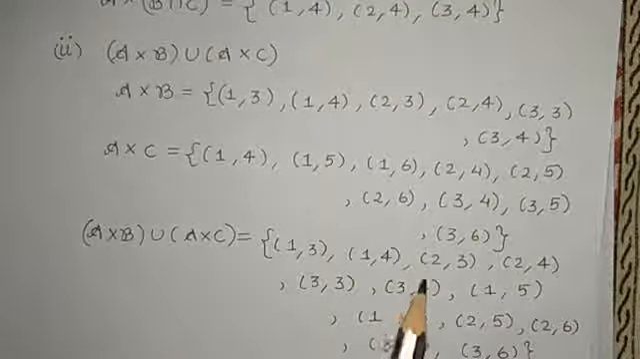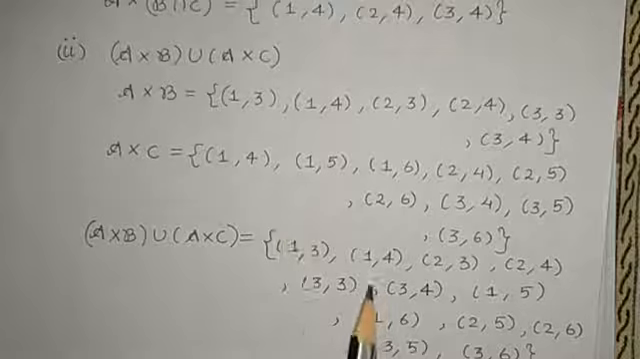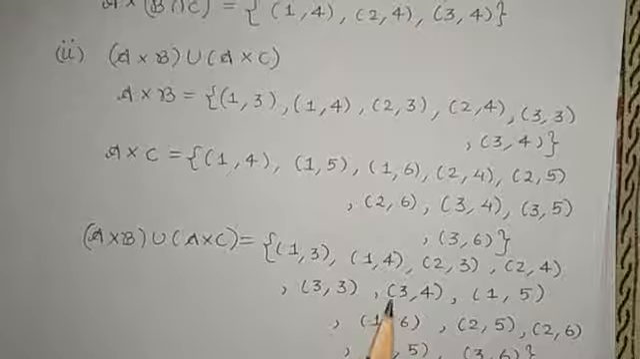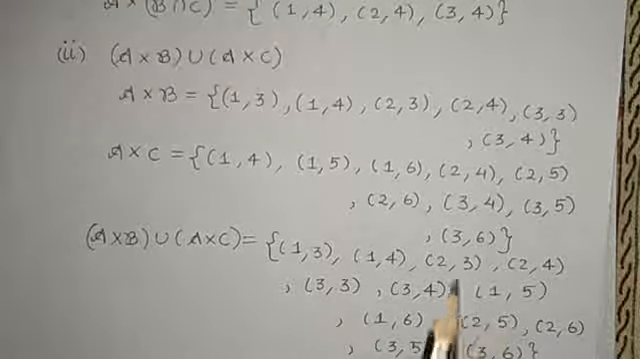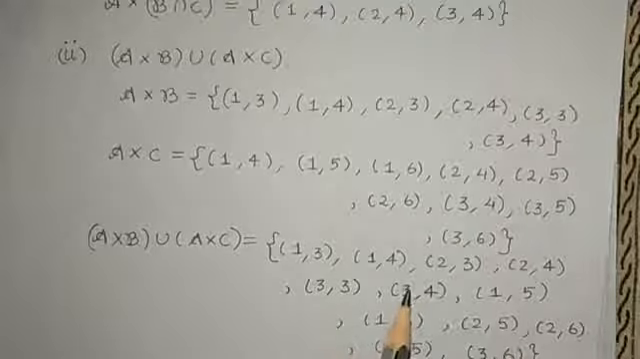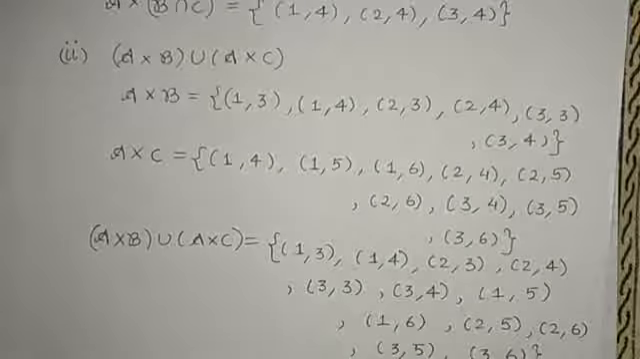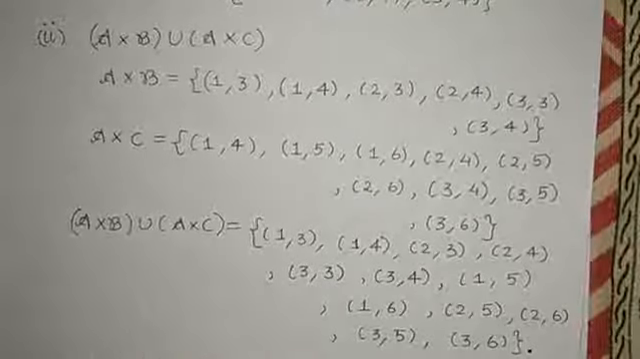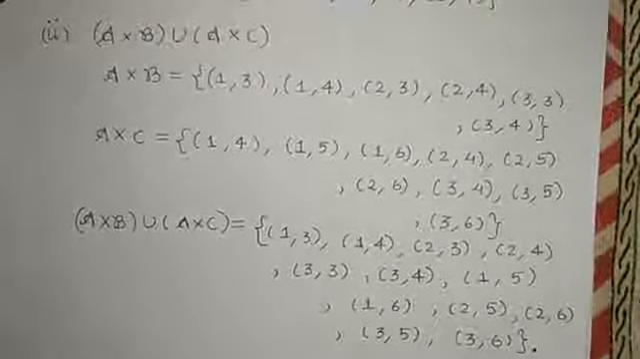(1, 4) is already written from the first set, so you should not repeat it. Then (1, 5) you have to write, then (1, 6). (2, 4) is already written. Then (2, 5) you have to write, then (2, 6). (3, 4) is already written, so you should not repeat it. Then (3, 5) you have to write, and (3, 6) you will write. So you get the set (A cross B) union (A cross C). That was example number 2.